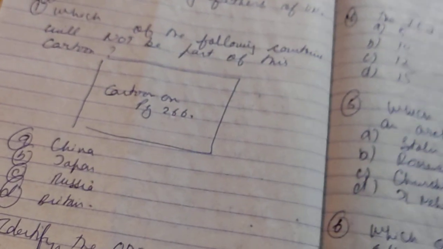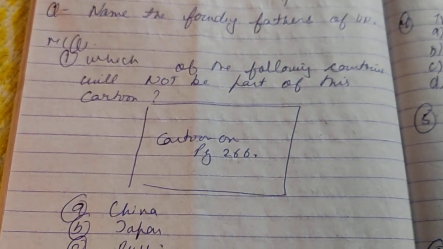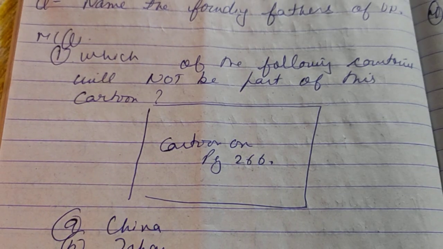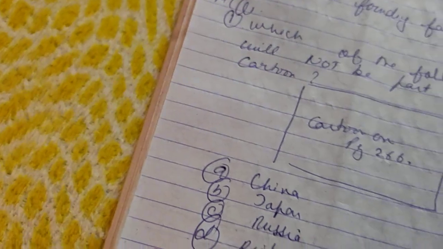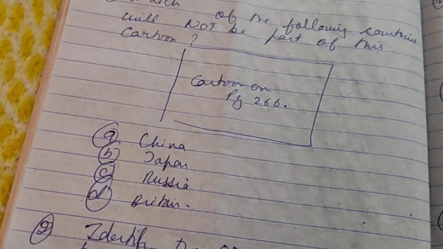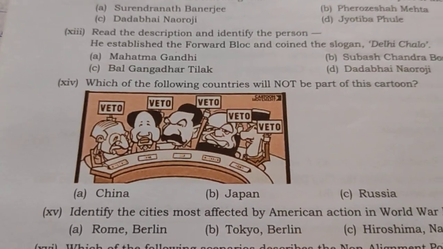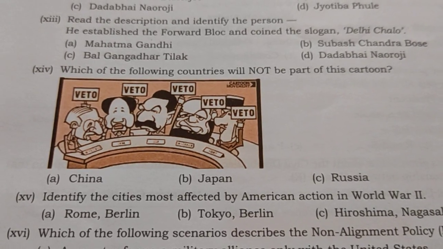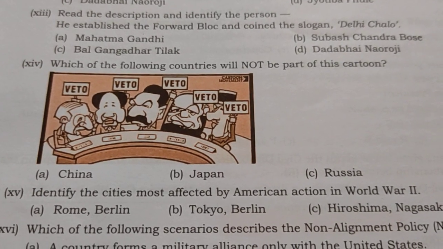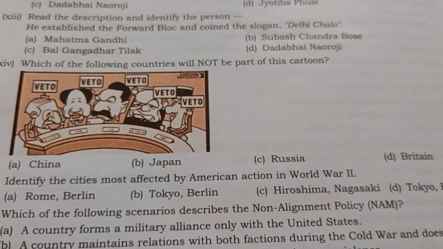So now there are some MCQs which you are to revise from your home. Which of the following countries will not be the part of this cartoon? A cartoon is there which is given on page number 266. This is the cartoon. Which of the following countries will not be the part of this cartoon? Veto, veto, veto, veto, veto. China, Japan, Russia, Britain.